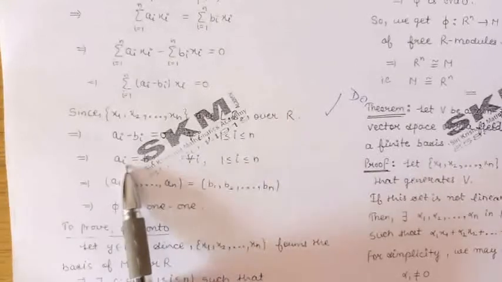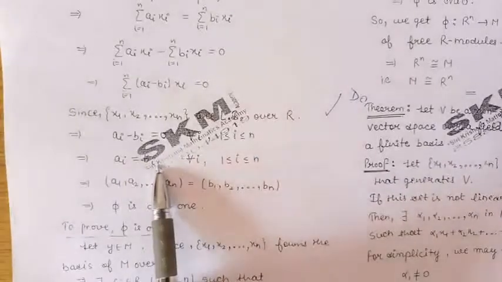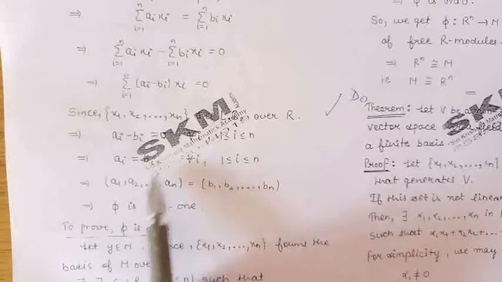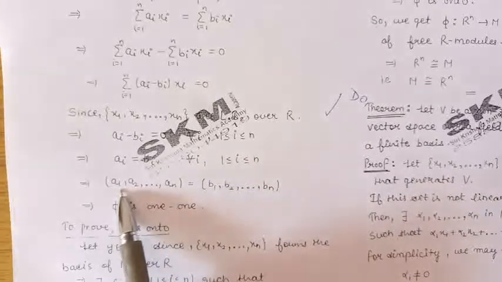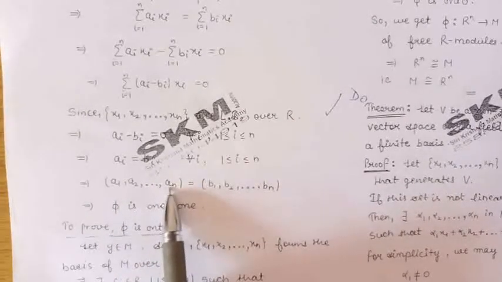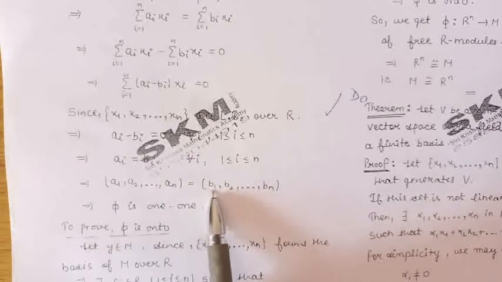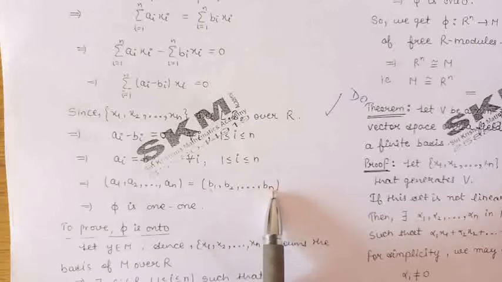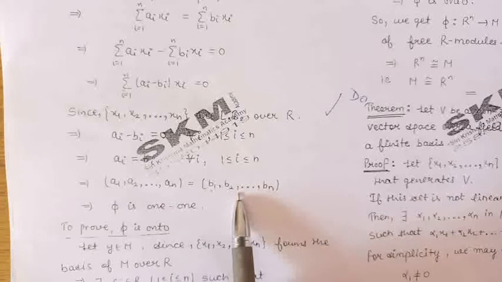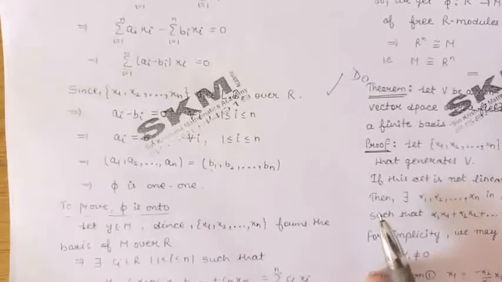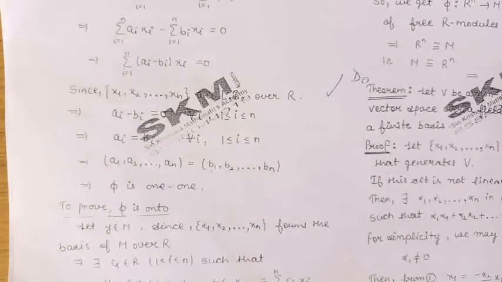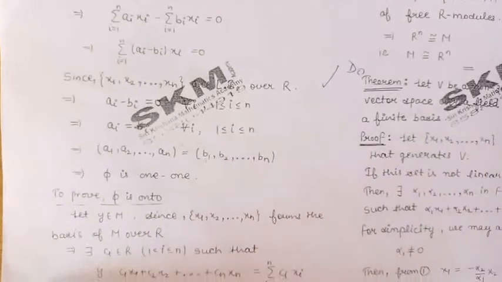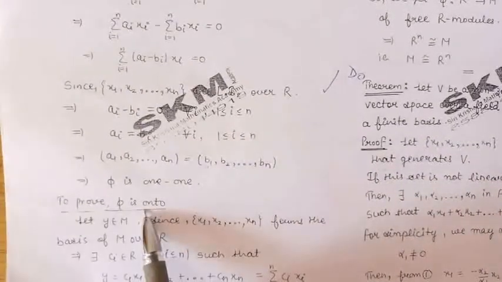So each ai is equal to each bi, and therefore the n-tuple formed by a1, a2, a3 up to an is the same as the n-tuple formed by b1, b2, b3 and so on up to bn. So we have proved a is equal to b. So this proves that the mapping phi is 1-1. Now finally, it remains to prove that the mapping phi is onto.